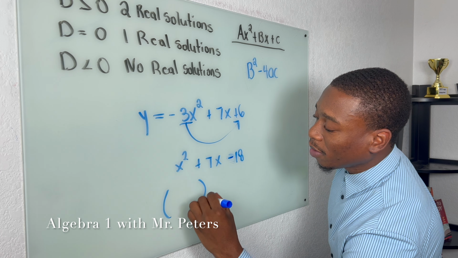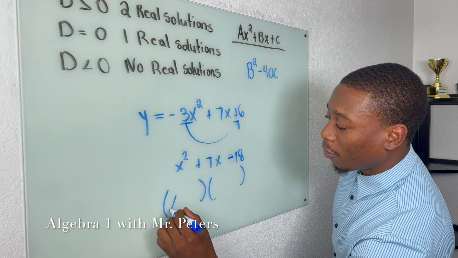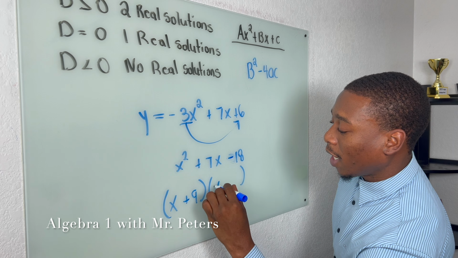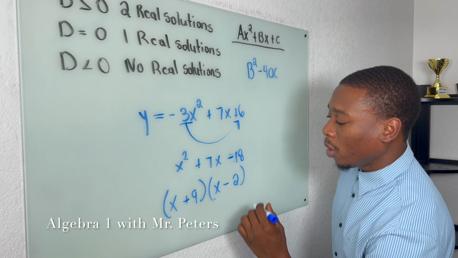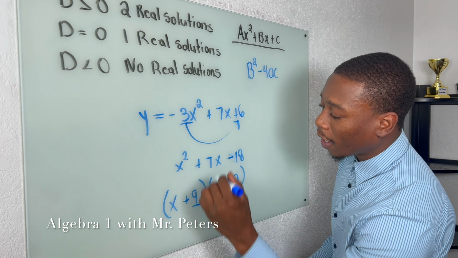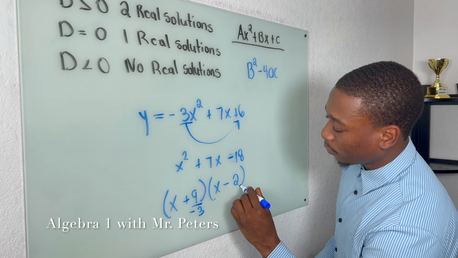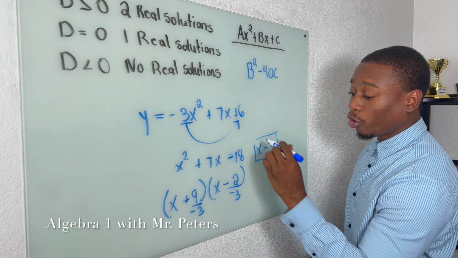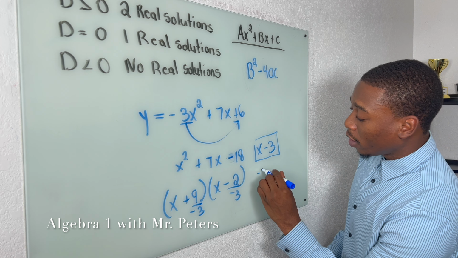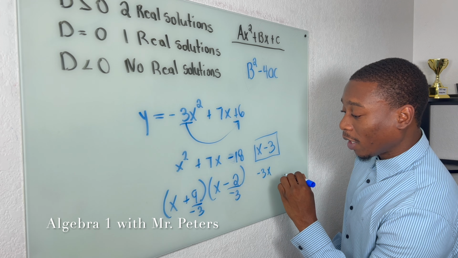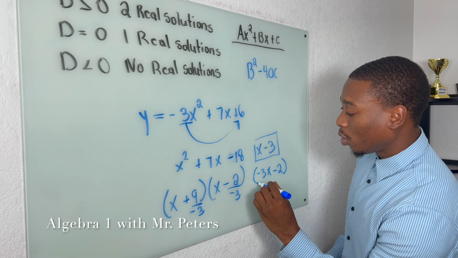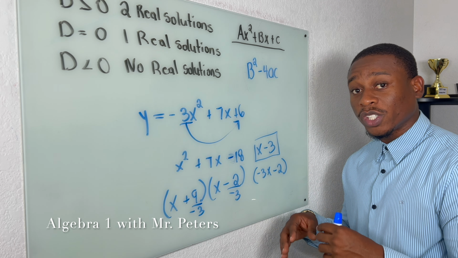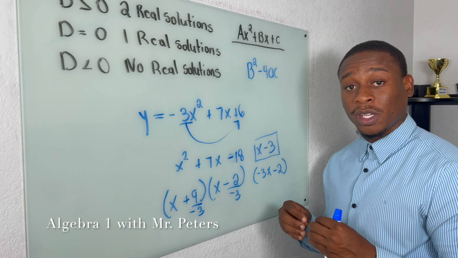And when I try to simplify this now, I would have x plus 9 times x minus 2. And after I simplify even more by dividing by that same factor, I would get x minus 3 as one factor, and then the other one would be negative 3x minus 2. So when we talk about solutions, guys, and whether we have 1 or 2 real solutions, this is what the discriminant helps us to figure out.